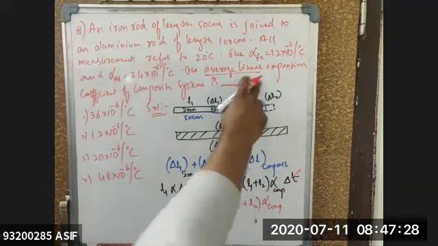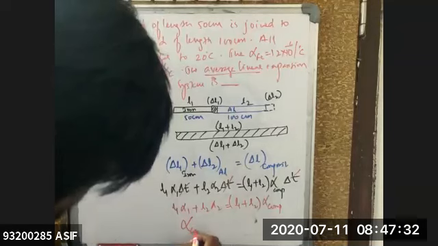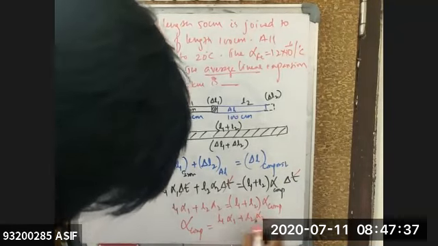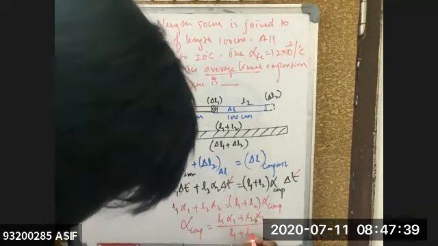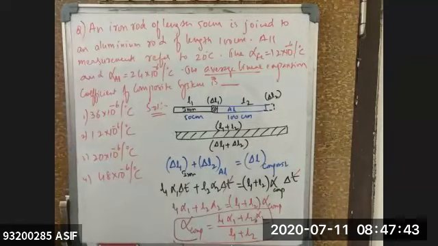Now what is asked? Average linear. Average means what? Alpha of the composite will be equal to L1 alpha 1 plus L2 alpha 2, divided by L1 plus L2. So this is your formula. Now substitute in this one and see whether we are getting the answer or not. Clear for everyone?